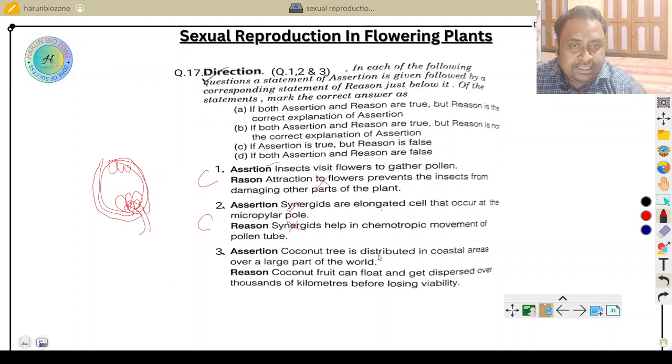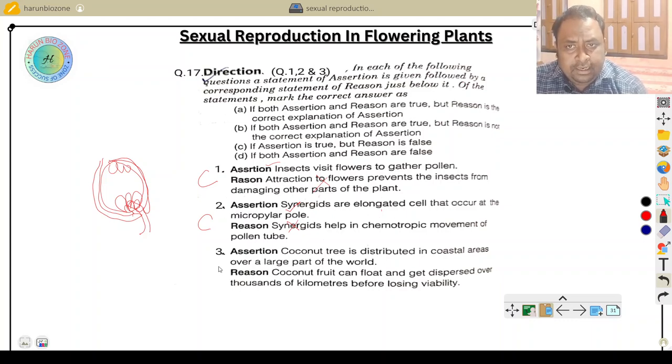Assertion: coconut tree is distributed in coastal areas over a large part of the world. Mainly coconut trees develop in the ocean coastal area. Why? Reason: coconut fruit can float and get dispersed over thousands of kilometers before losing its viability. Through ocean currents, these coconut fruits travel thousands of kilometers and germinate.